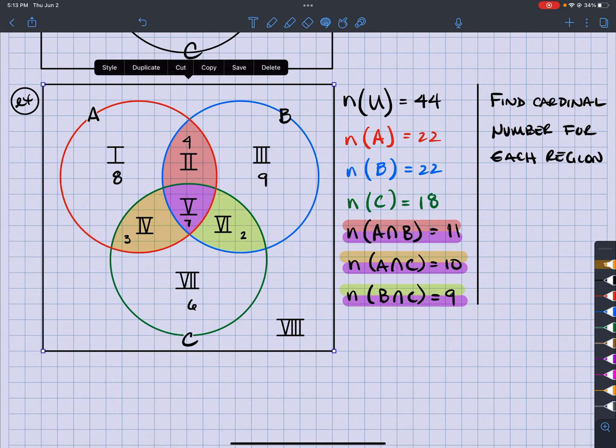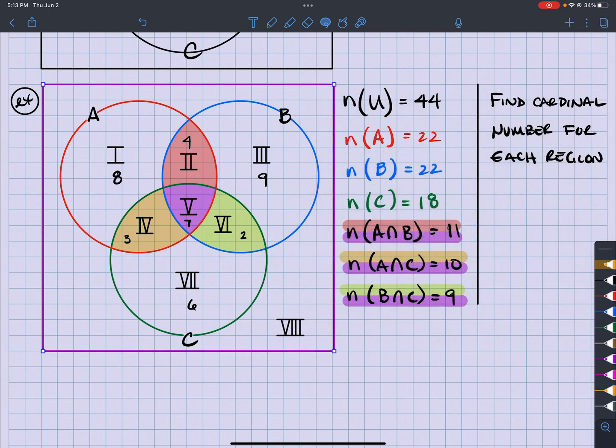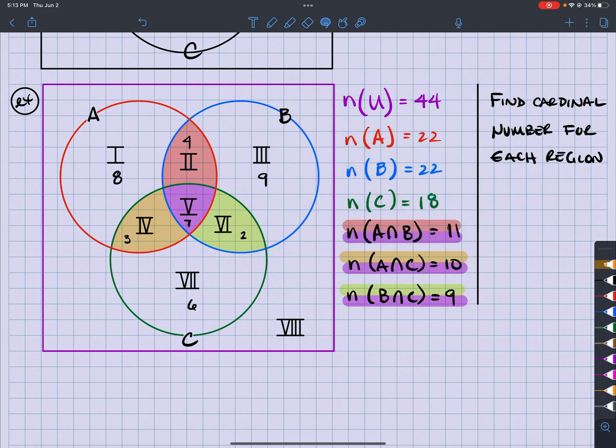Well, the universal set, meaning this whole purple box that I just highlighted, the purple box itself, that means everything in here should have 44. Okay, so the purple box has 44.